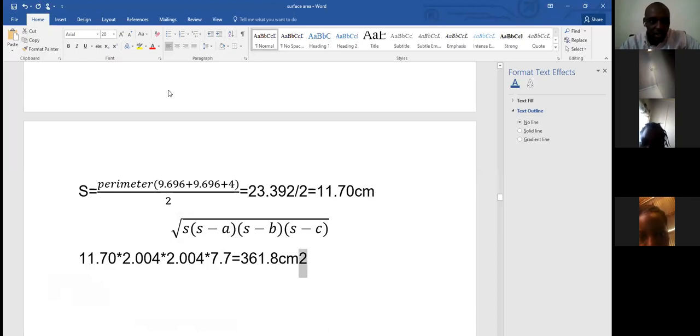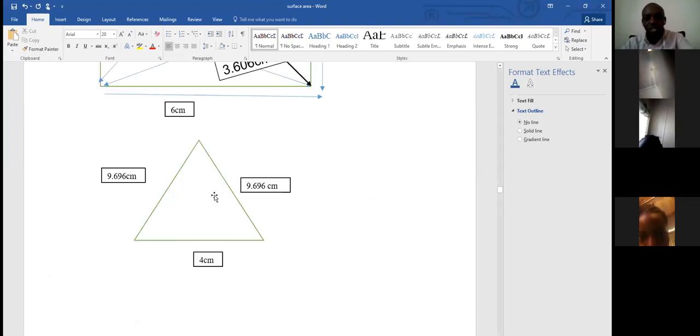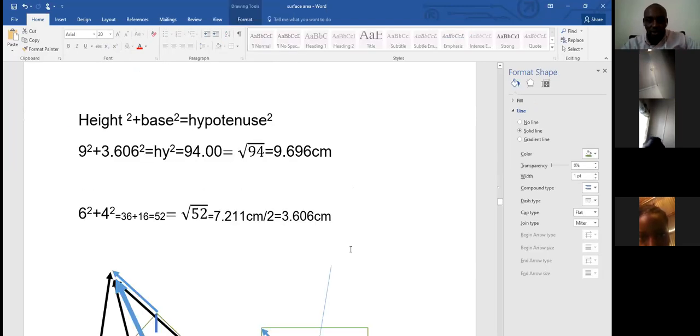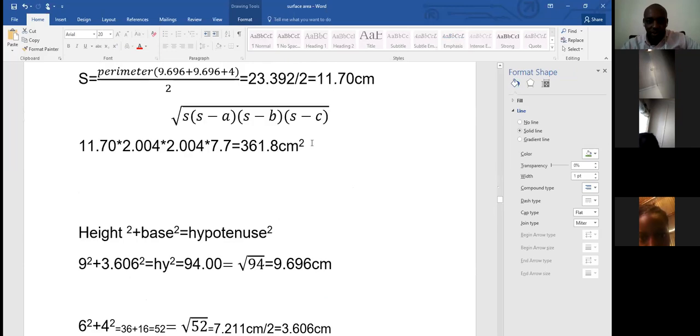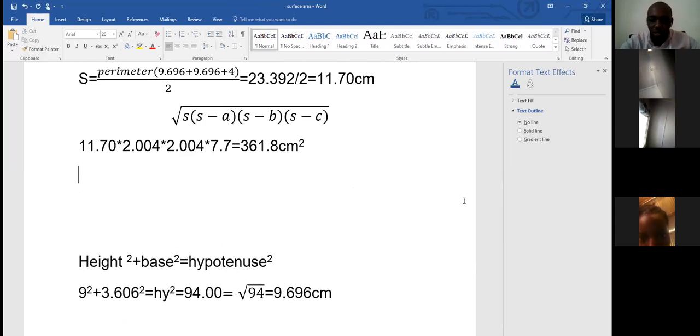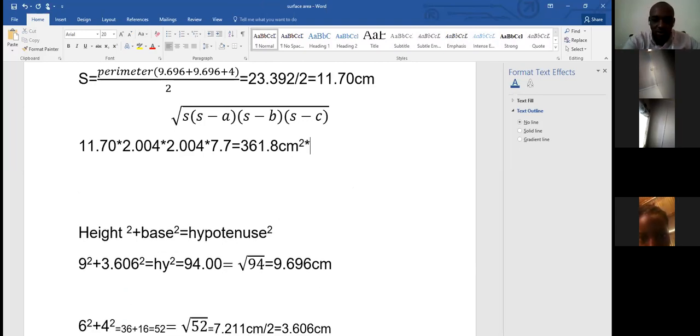Okay, centimeters squared. So that is the area of one triangle. Now remember this triangle, there are two similar triangles. So you come here and you multiply this one times 2. You multiply this one by 2. So 361.8, 361.8 you multiply by 2.